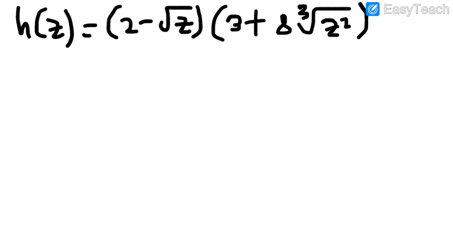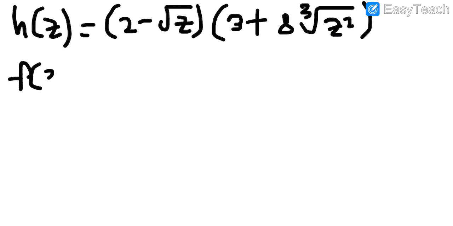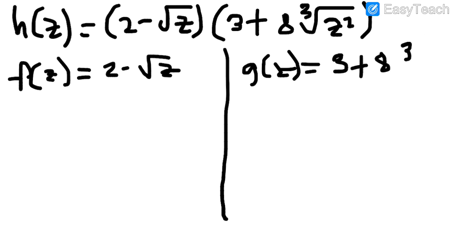We will be using the product rule, and we will let f of z be this term, 2 minus the square root of z. On the other hand, we will let our g of z be this term. Let's copy that one: 3 plus 8 cube root of z squared. Now let's go and look for the derivative of our f of z and g of z.